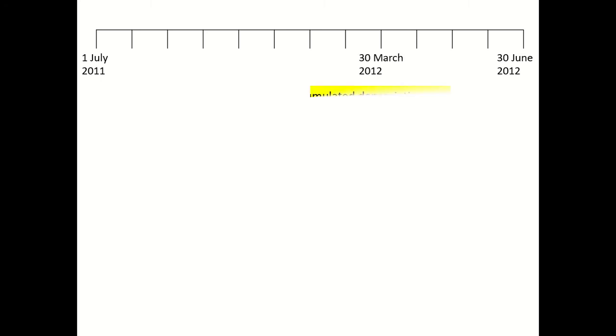So basically, in this case, you need to actually draw your timeline. The beginning of the financial year is the 1st of July 2011. The end of the financial year will be the 30th of June 2012, and this asset was used until the 30th of March. Please note that March is simply 3 months before the end of the financial year.